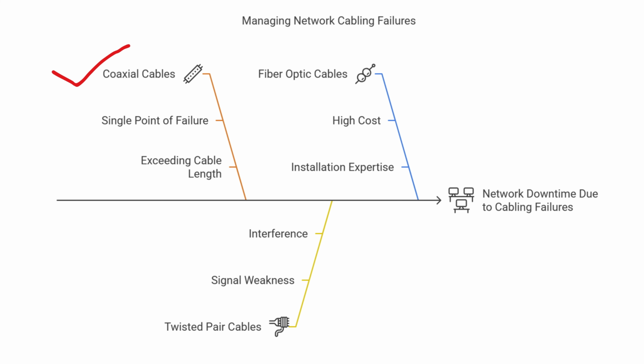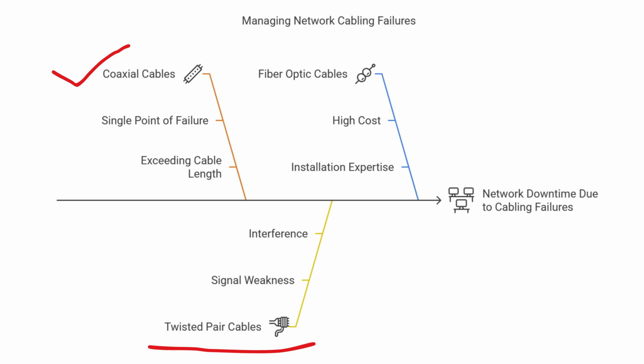Coaxial cables. Coaxial cables were widely used in older Ethernet networks, where multiple devices were connected to the same segment of cable. The problem is that if one section of the cable failed, the entire network went down. Exceeding the recommended cable length also caused signal loss, leading to failures. The solution is that coaxial cables have largely been replaced by more modern twisted pair and fiber optic cables.